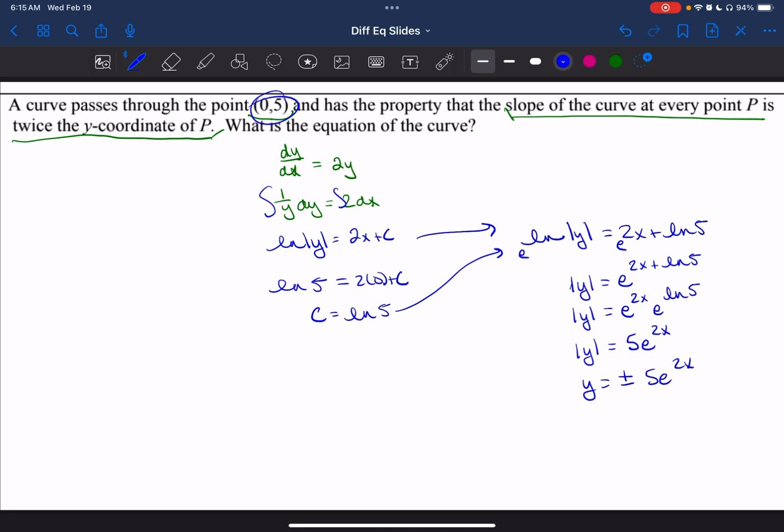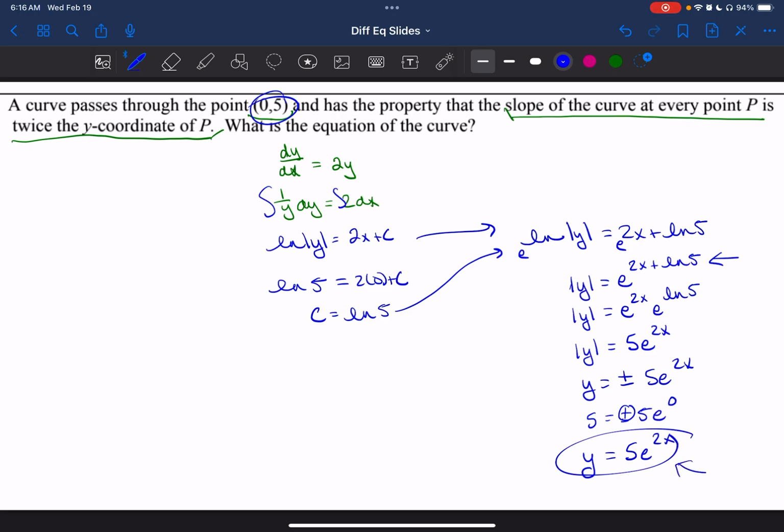Check your initial condition. When x is 0, y is supposed to be 5. So let's see, 5 times e to the 0. So we need to choose the positive one here. So our answer is y equals 5 e to the 2x. It would not be incorrect to leave your exponent as 2x plus natural log 5, but it's a lot neater to see it this way, and I guarantee you that's how they'd show it on a multiple choice section of the test.